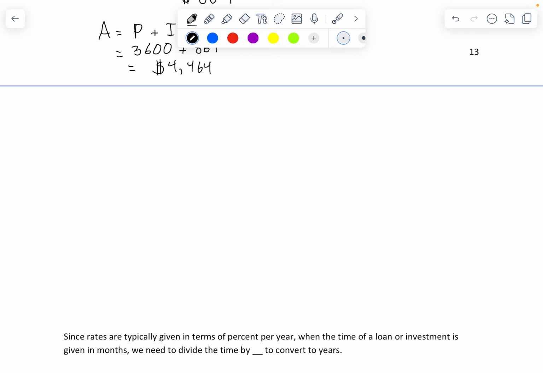Since rates are typically given in terms of percent per year, when the time of a loan or investment is given in months, we need to divide the time by 12 to convert to years. In general, you want to express your time in the equation in units of years.